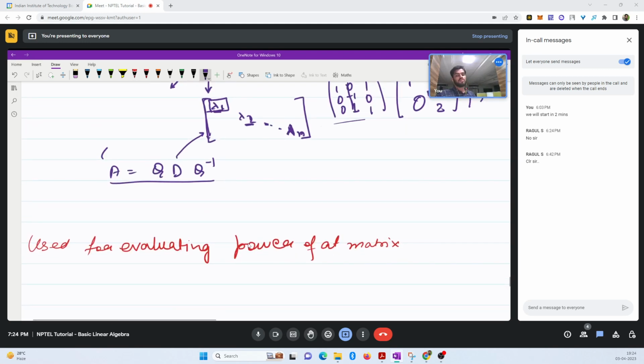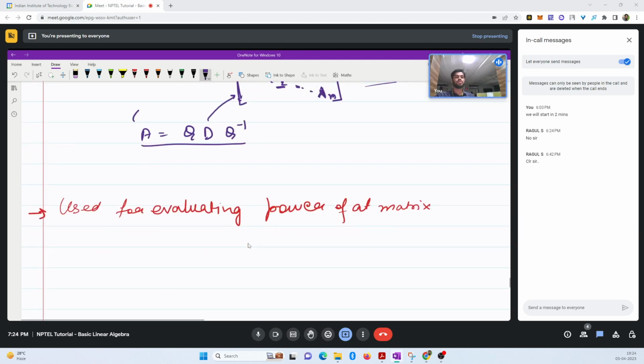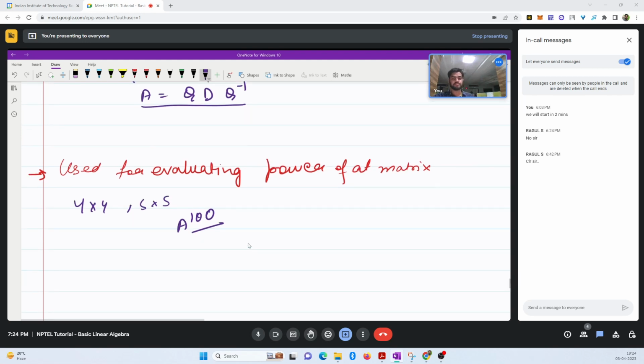ठीक है, तो ऐसे लिखने से फायदा क्या होता है, लेट्स से you want to evaluate some power of a matrix. Let's say your matrix is 4 cross 4 or 5 cross 5 or even very larger than this, and you need to, let's say, calculate A to the power 100. अब अगर हाथ से करने के लिए बैठेंगे, so it would be very difficult for us to calculate, right?